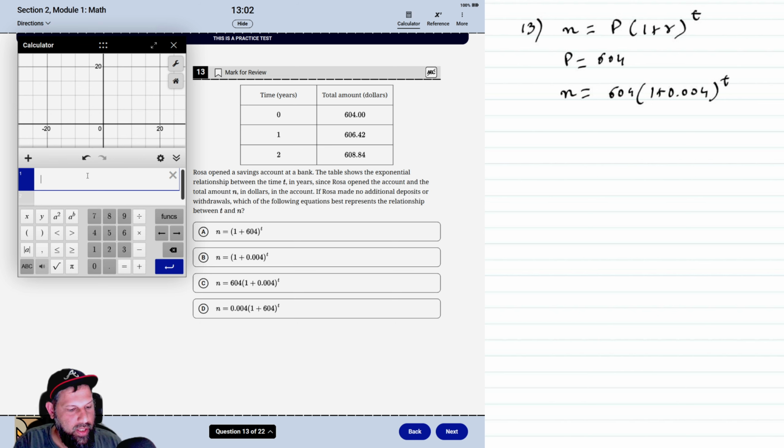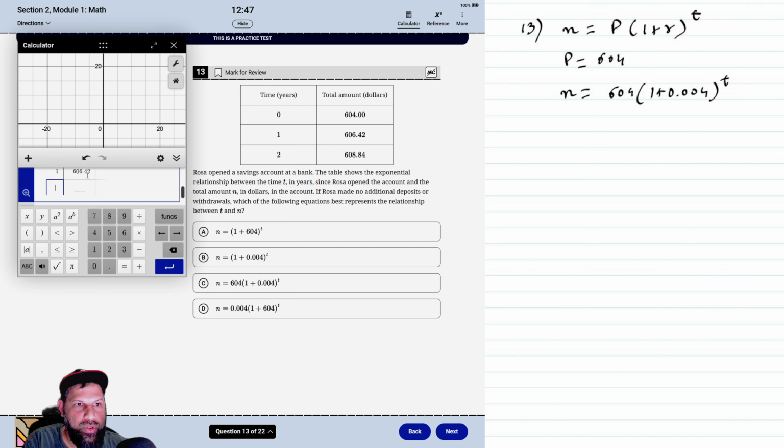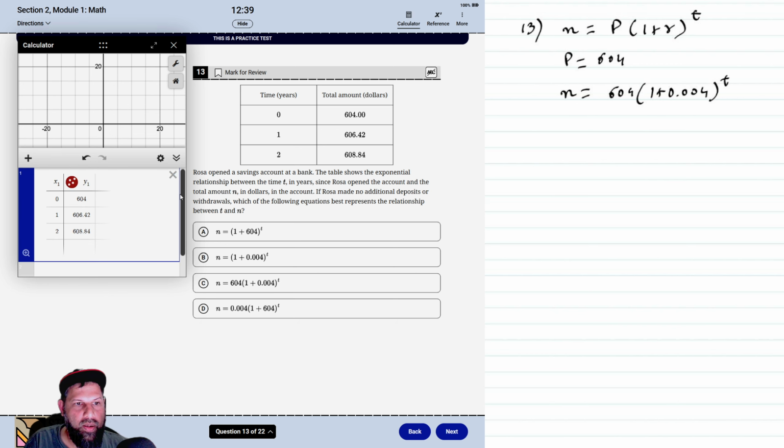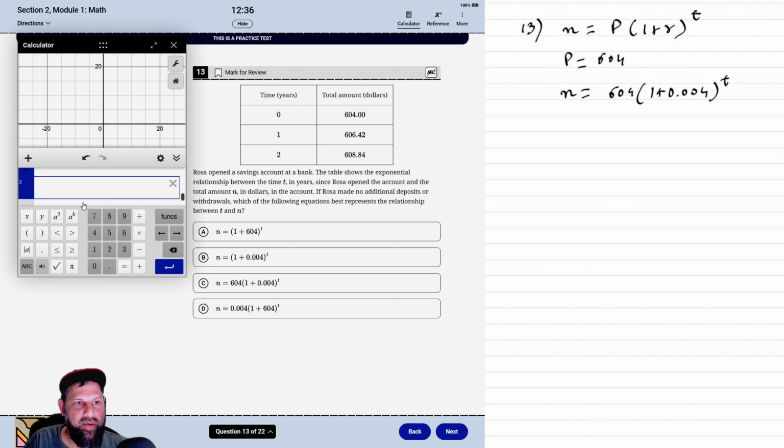Another way to do it is using Desmos, okay? So we'll create a table. We'll input the table as we're given in the problem. 1 is going to be 606.42, and then we'll have 2 is going to be equal to 608.84, okay? That's the table that we have.